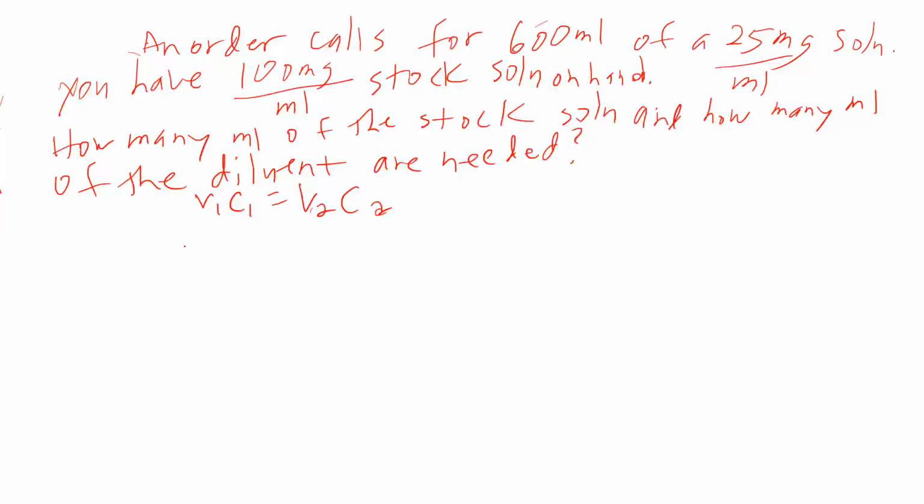Okay, so we can say the total volume is 600 mils, and we have 600 mils of a 25 milligrams per mil, and then we have V2, and that would be 100 milligrams per mil.